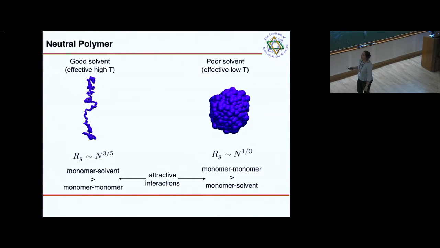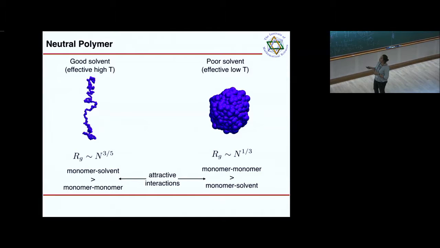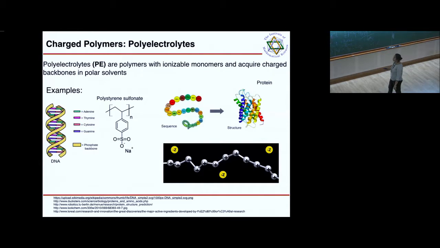polymers. The conformations depend only on the energy or the temperature. In good solvent, effectively, where the monomer-solvent attraction is higher than monomer-monomer, the polymer tends to be in an extended conformation, and the conformation, which can be characterized by the radius of gyration, depends only on N, which is the number of monomers in the polymer. This goes as 3/5 in good solvent, and in poor solvent, it goes as 1/3. The situation is slightly different when we go to charged polymers.